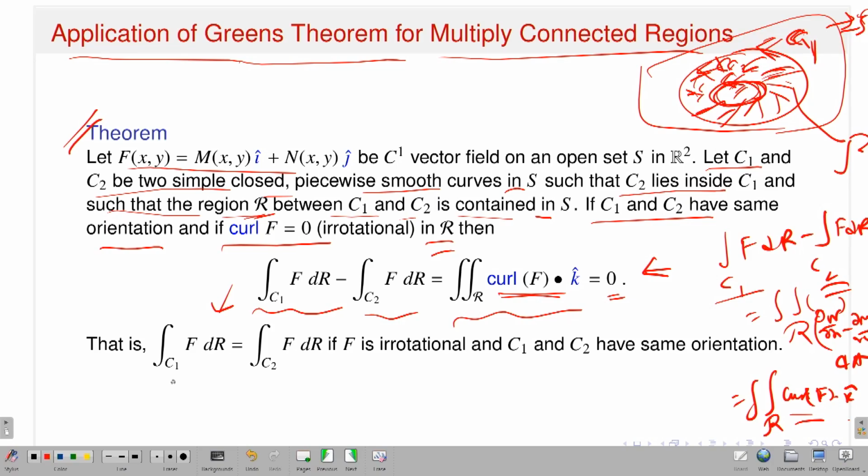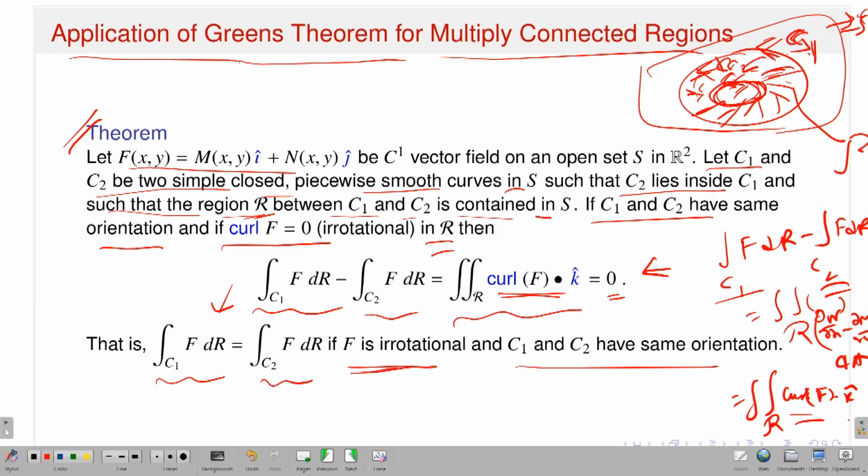And what it implies is that integration over C1 is exactly integration over C2 if my capital F is irrotational, that means curl of F is 0, and C1, C2 have the same orientations. So I have two simple closed positively oriented contours C1 and C2. Therefore the vector line integral of capital F over C1 is the same as the vector line integral of capital F over C2. That means I can deform it from C1 to C2. You can think about that as a deformation of contour. But this should be true provided your vector field is irrotational and C1, C2 have the same orientation.